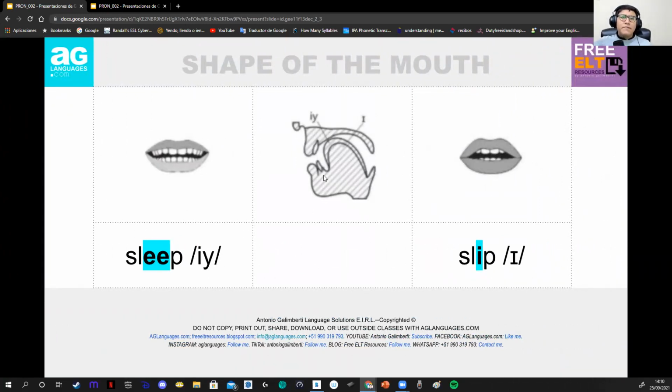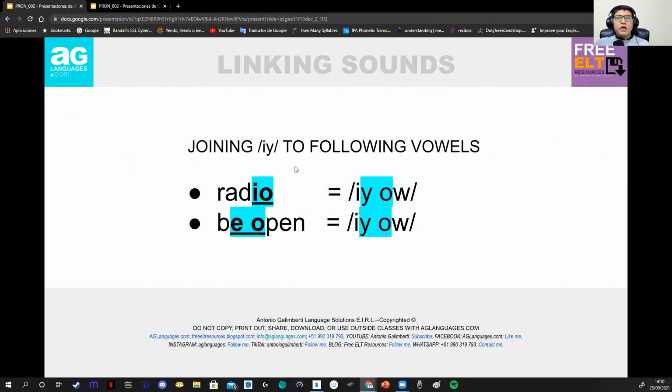Shape of the mouth. If you take a look at this E, there's a lot of teeth, right? E, a lot of teeth showing. But for slip, there's less teeth showing. So it depends how you open your mouth. We have joining of 2 sounds like E, O, in the word radio, or in the combination of these 2, be open, radio, be open.